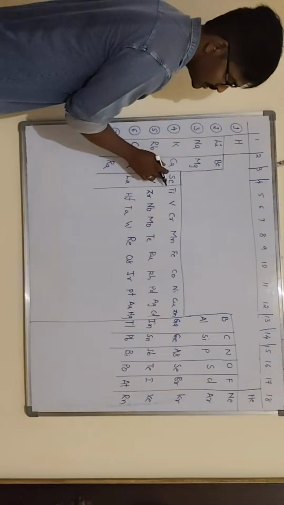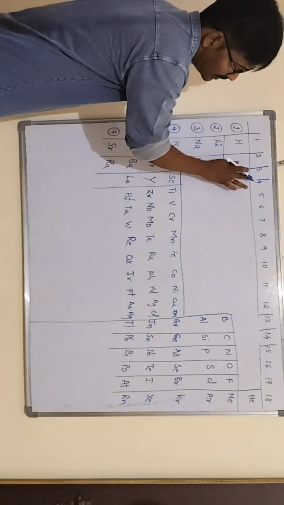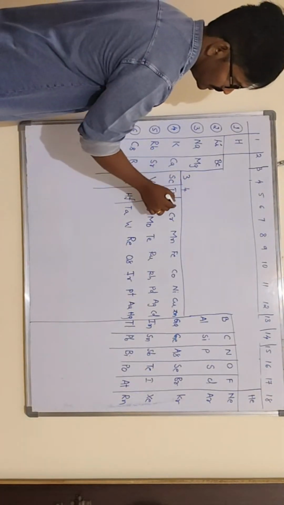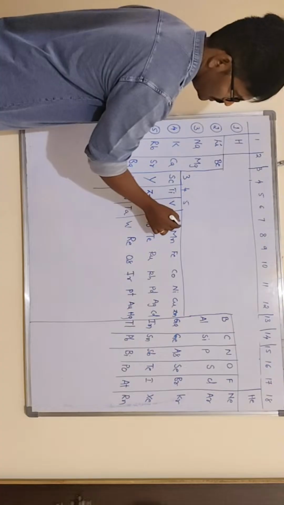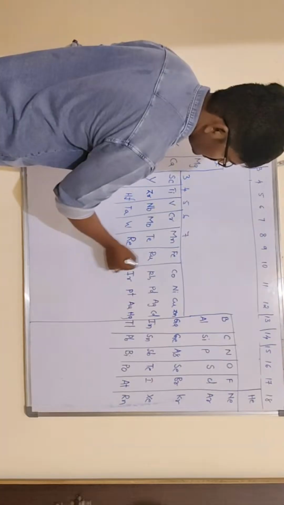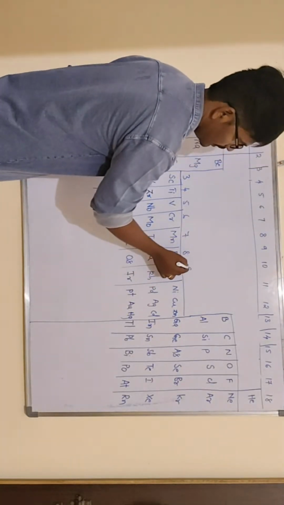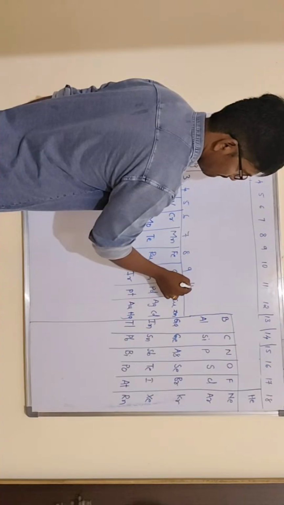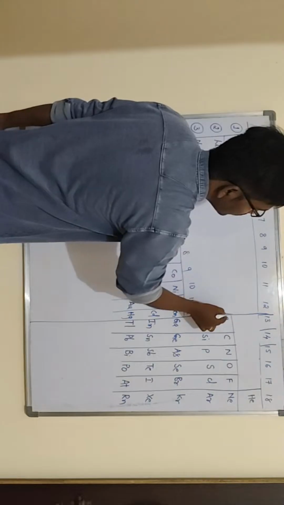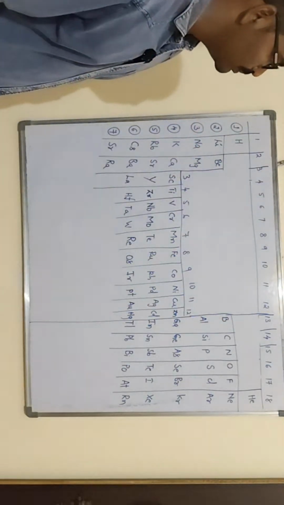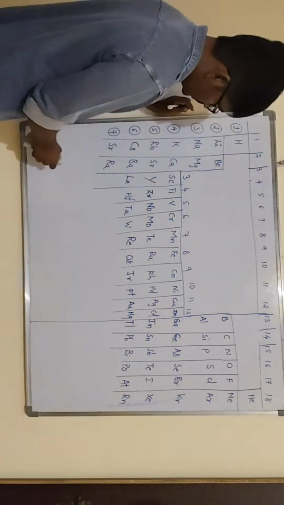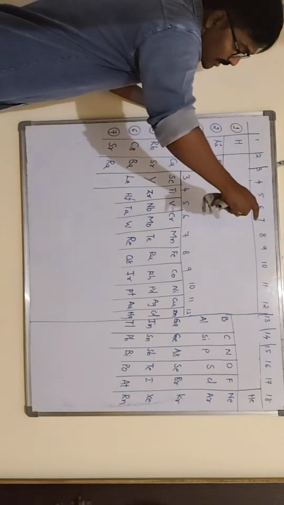So look, these are the 3rd group elements. Then these are the 4th group, these are the 5th group, these are the 6th group, these are the 7th group, these are 8th, these are 9, these are 10, these are 11, then 12, then again the 13th, here it will start. So based on this, the modern periodic law, it is arranged in 7 periods and 18 groups.